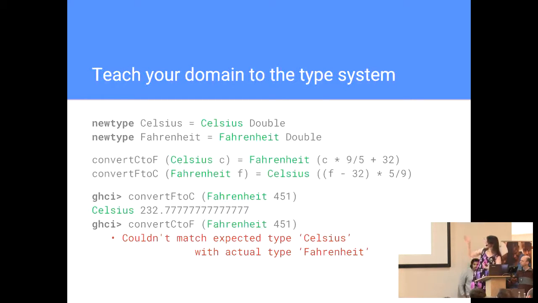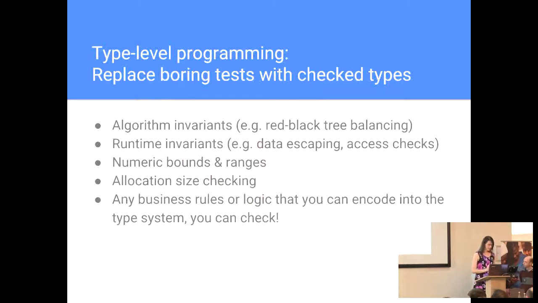But in Haskell, you can express this, and you can make mixing up your units a compile time error with no runtime cost. It's like all of this happens purely at compile time. And it doesn't stop there.